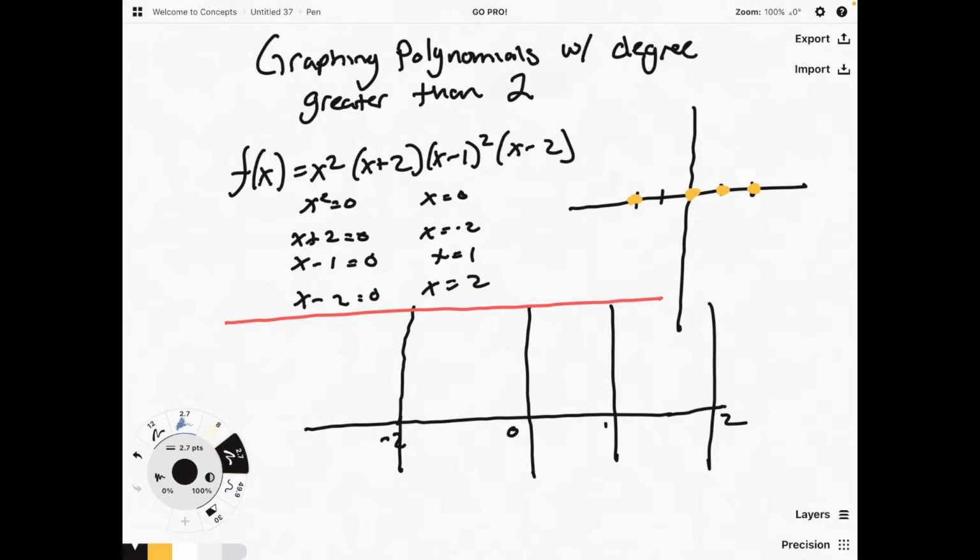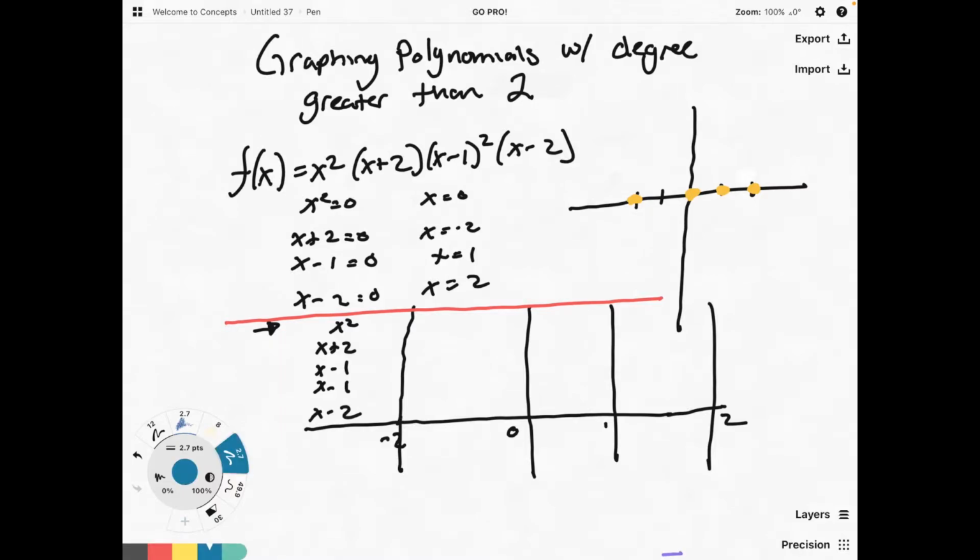And now what we want to do is list out our factors. So we have the x squared, we have the x plus 2, we have the x minus 1, but we need to show that that has a multiplicity of 2. So we have the x minus 1, and then we have the x minus 2.